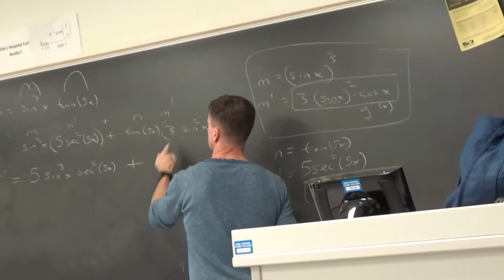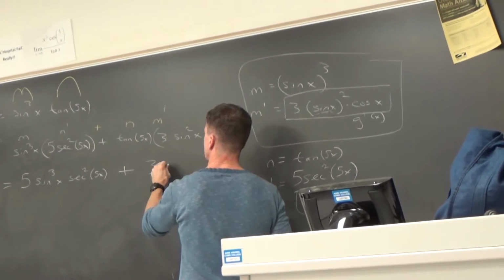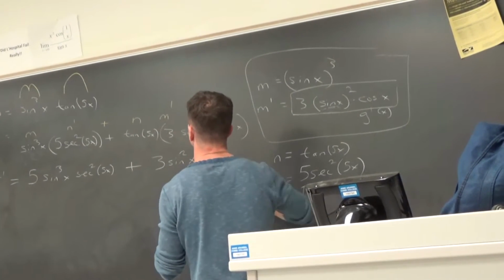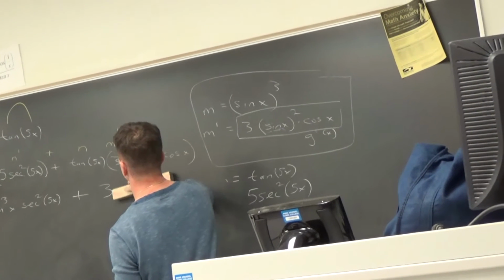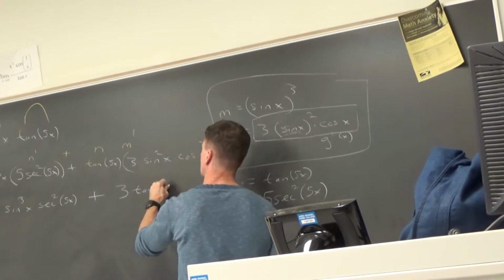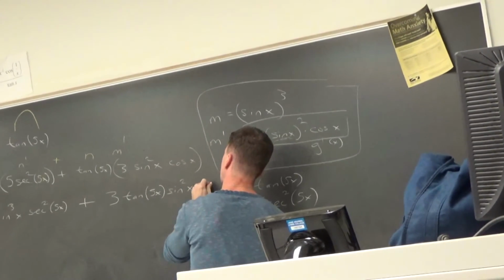There's the plus, then there's a 3, and you could do what? Sine squared x, there's a tangent 5x, and there's this cosine x. Well, it really doesn't matter the order. I'll do that, then I'll do that, then I'll do that.